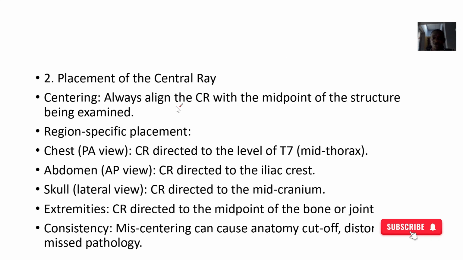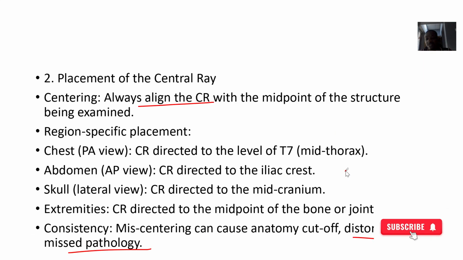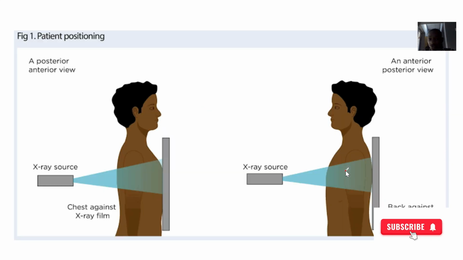So placement of the central ray means you are always aligning it with the structure that is being examined. If it is the chest, it is directed at the level of T7. If it is the abdomen, directed to the iliac crest. If it is a skull, directed to the mid cranium. If it is extremities, then you direct it to the bones that you want to visualize. You always keep it like that because you don't want to miss the disease, you don't want unclear images, and you don't want a half image. That's basically an anatomic cutoff. So you direct it very well.